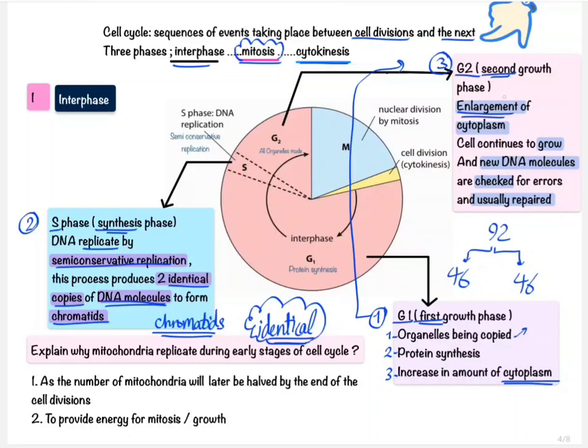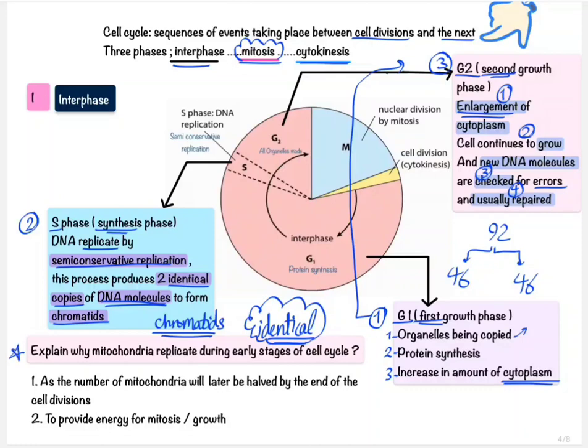So again, what happens here? Point number one, enlargement of the cytoplasm. Then the cell continues to grow. New DNA molecules are checked. We check them and usually repair them for their errors.